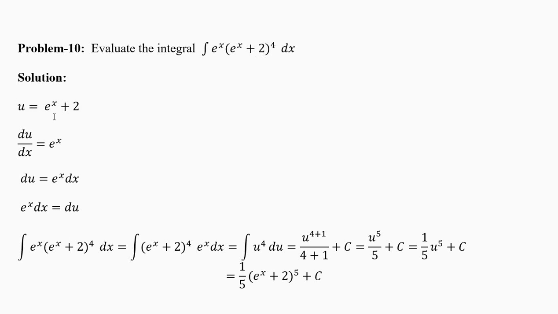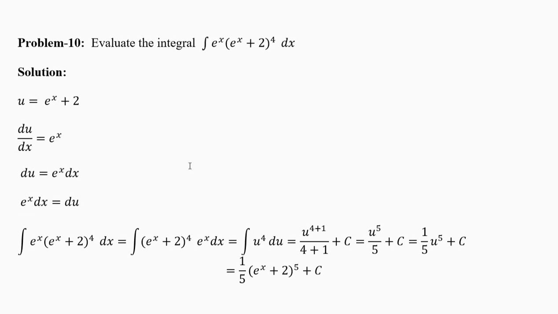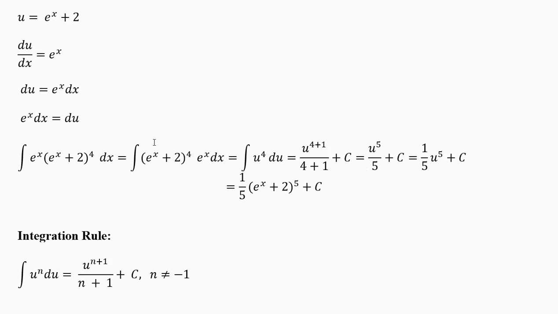So put u equal to e^x + 2. It is exponential x plus 2. So du/dx equals e^x, du equals e^x dx. So e^x dx equals du. This is what you have to conclude in these four small steps.